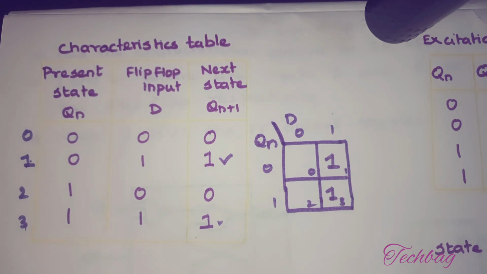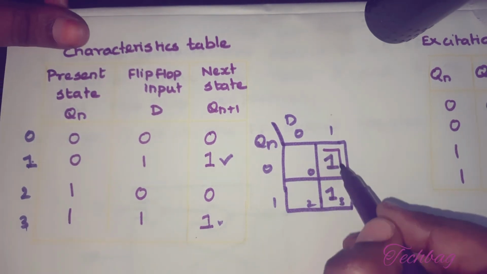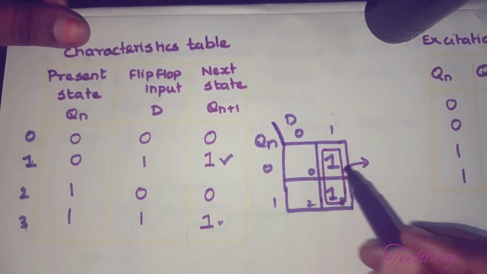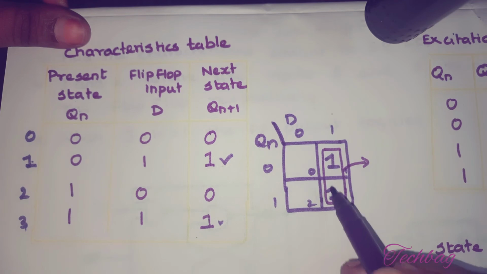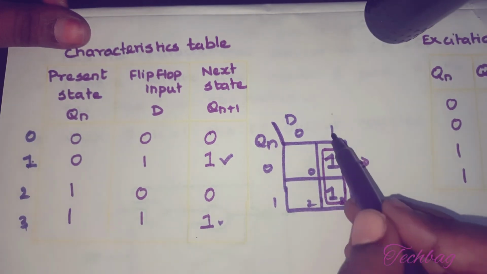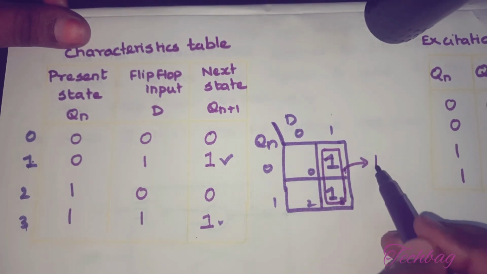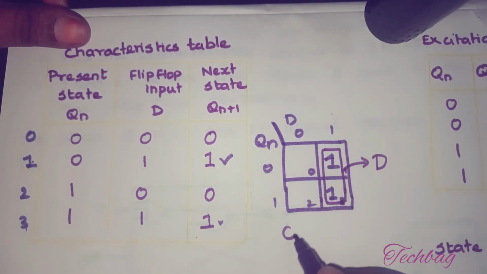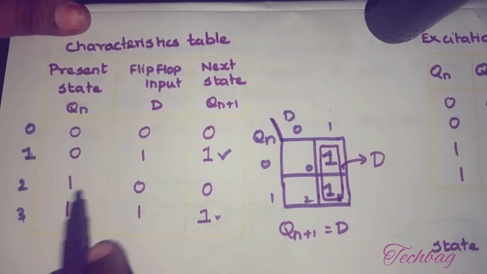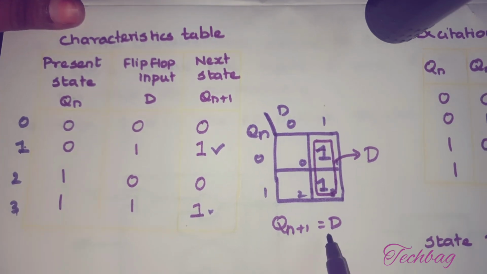Next one is grouping. They are adjacent to each other. So you can group these two cells. Next, the corresponding term. This group involves two rows. In these two rows, no variable is constant. And in this column, D is constant. The value is 1. So you can write D. So Qn plus 1 is equal to D. So this is the characteristic equation of the D flip-flop. Already we said that next state is equal to what is given in the input D. So Qn plus 1 is equal to D.